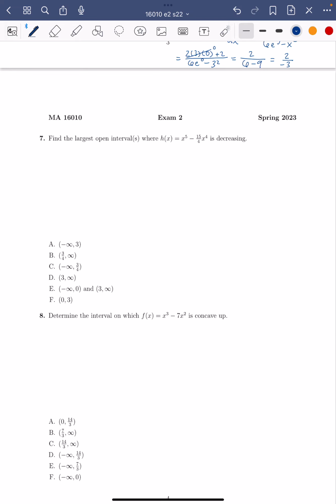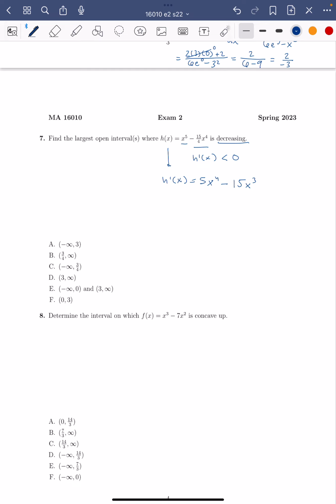Number 7. Find the largest open intervals where h of x equals x to the 5th minus 15 over 4 x to the 4th is decreasing. When we're looking for decreasing, we are looking for where the derivative is less than 0. So let's find the derivative of this. h prime of x equals the derivative of x to the fifth, which is 5x to the fourth, minus the derivative of 15/4 x to the fourth, which is 15x cubed.